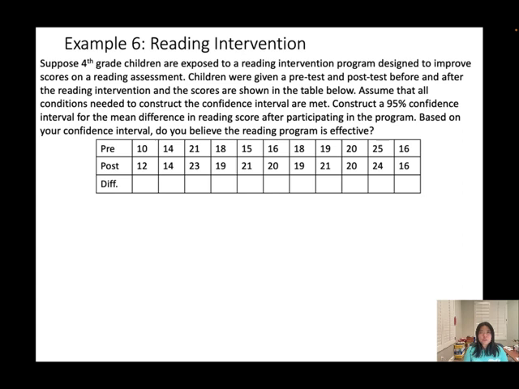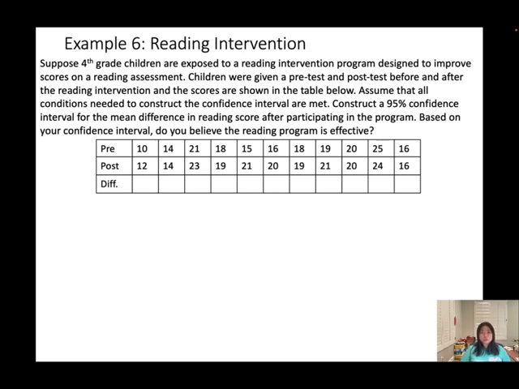Suppose fourth grade children are exposed to a reading intervention program designed to improve scores on the reading assessment. Children were given a pre-test and post-test before and after the reading intervention, and the scores are shown in the table below. Assume that all conditions needed to construct the confidence interval are met. Construct a 95% confidence interval for the mean difference in reading score after participating in the program. Based on your confidence interval, do you believe the reading program is effective?